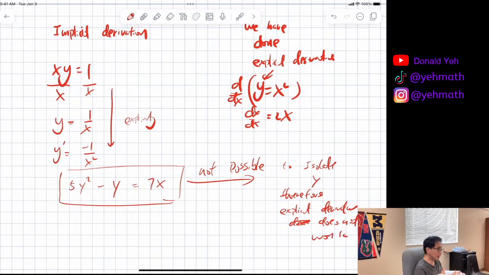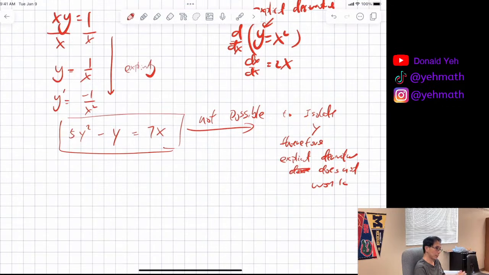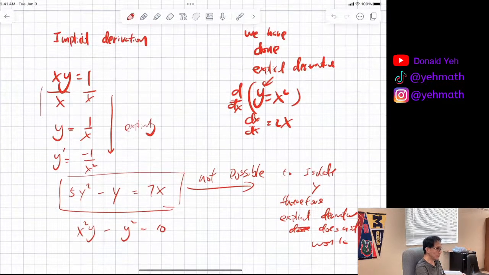Does that make sense? Why it does not work? Because I cannot get y by itself. There's a lot of situations like this. So for example, x squared y minus y squared equal to 10, something like this. Not possible to isolate the y. This case I can. This is a very easy case. I can isolate the y.